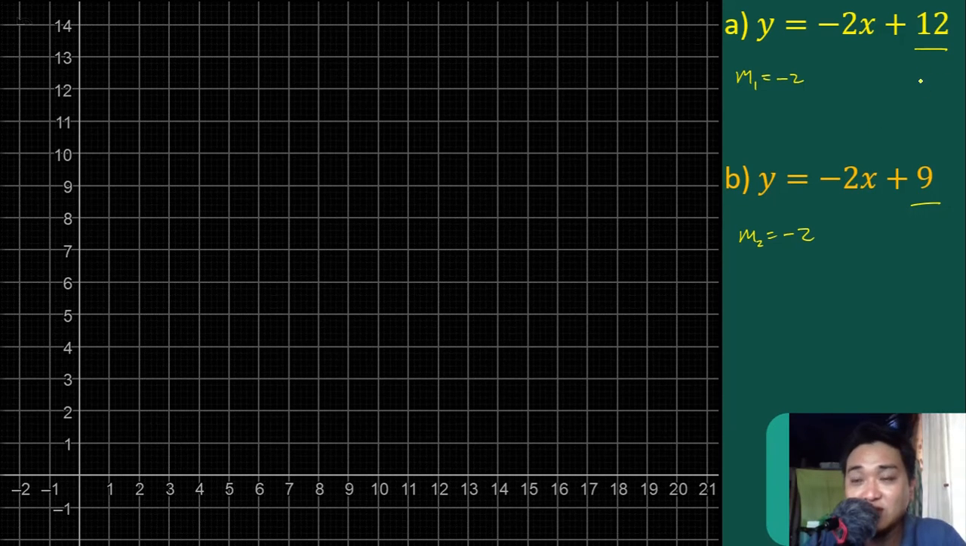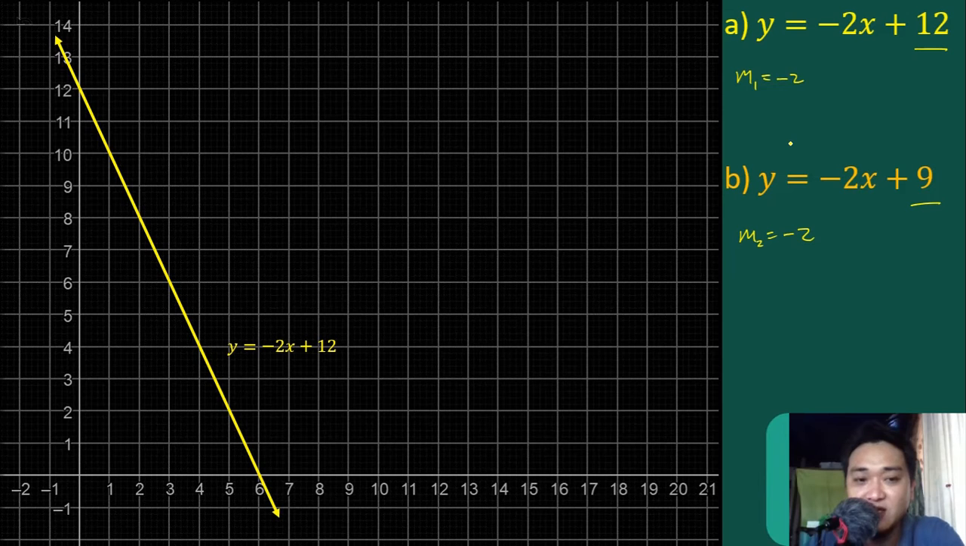Pero by looking at their shifts, ang tawag kasi natin dito, sa y-intercept, sometimes in other books, it is also referred to as the vertical shifts. Magkaiba sila ng vertical shifts o yung tinatawag nating y-intercept. And therefore, it tells us na etong dalawang system na to, these two systems are parallel to each other. So let us try to look at their graph. So this is y is equivalent to negative 2x plus 12 and this is y is equivalent to negative 2x plus 9. Again, they are parallel linear systems or they are inconsistent systems.